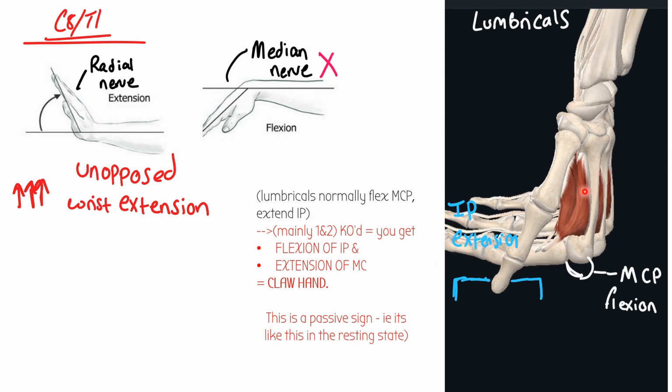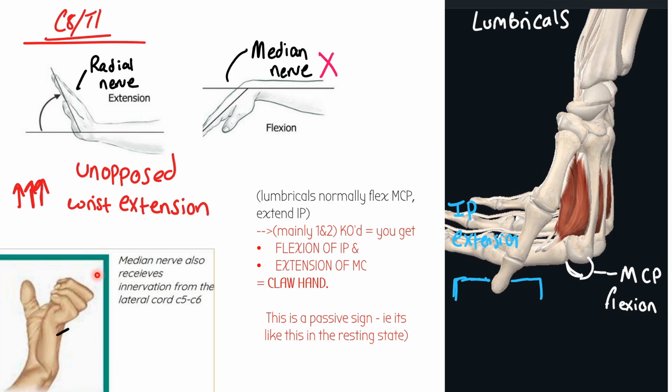Mainly the first 2 are supplied by the median nerve. The other 2 are supplied by the ulnar nerve. So when the median nerve is damaged, mainly the first 2 lumbricals, the others might be slightly affected as well, will be knocked out, so they won't be able to work. Which means basically we get the opposite of what normally happens. So instead of our IP joints being nice and extended and straight, we get them flexing, which causes our fingers to curl inwards. And then we get this MCP extended. So rather than looking like this L shape here, our MCP will be straight. So like that, with our fingers curled like this.